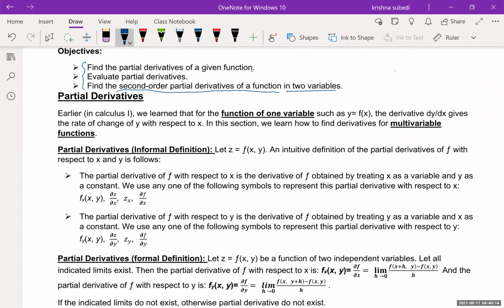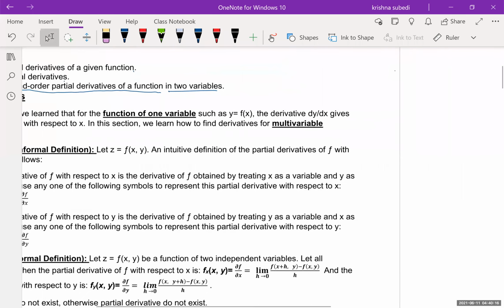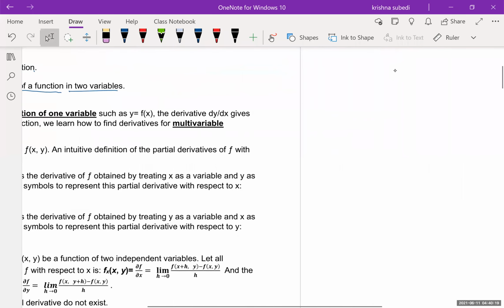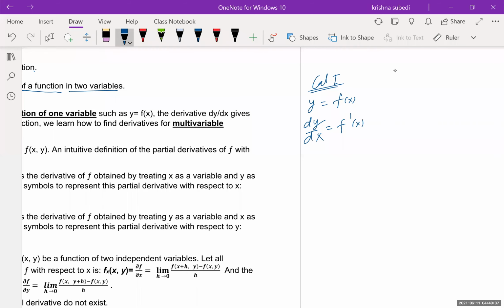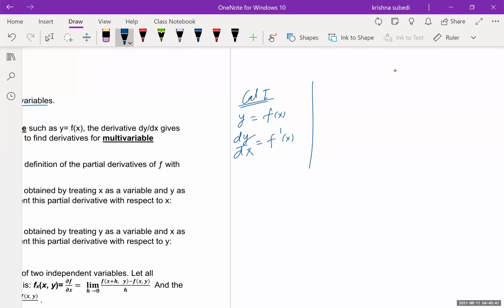In your previous class in Calculus 1, or Math 104, suppose you are given a function y equals f of x. Then what you did is to find the derivative, dy over dx equals f prime of x. That's another way of representing the derivative. Now in multivariable calculus, this is a function of one variable.